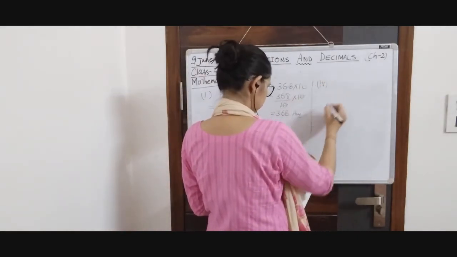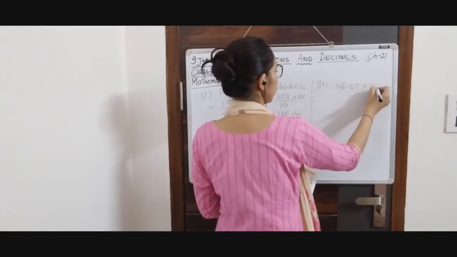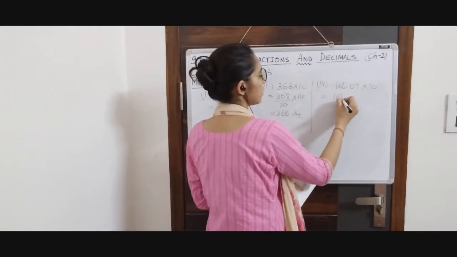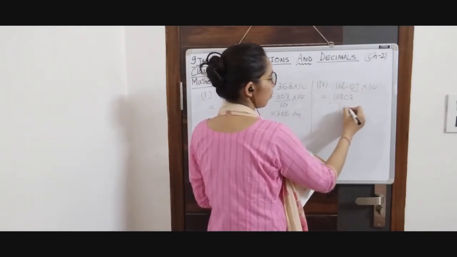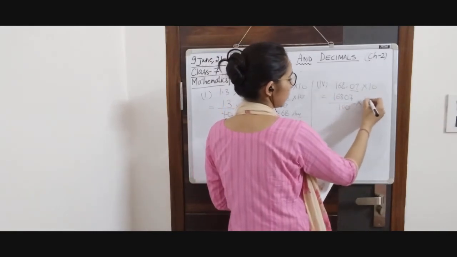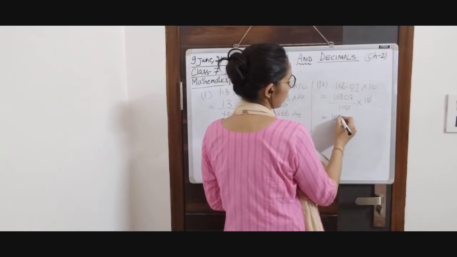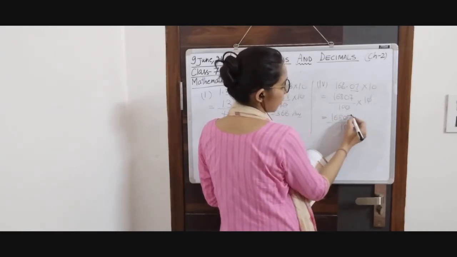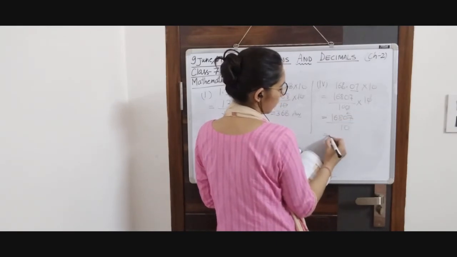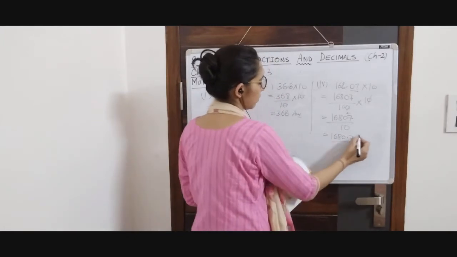The fourth part is 168.07 into 10. Okay. Convert this number into a fraction. Here we will put 2 zeros after 1. Yes, cancel this 0 with this. We are left with 16807 by 10. We will put the decimal after one number. It means 1680.7. This is your answer.